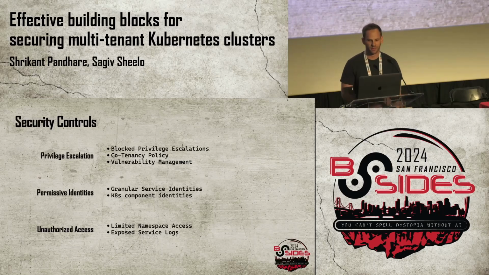For the overly permissive identities issue, we implement per service and component identities, ensuring that each service has only the permission it needs to operate, following the principle of least privilege. For unauthorized access, we limit developers' access to only their service namespaces. And we also restrict access to service logs, ensuring that each tenant has access to only their logs.